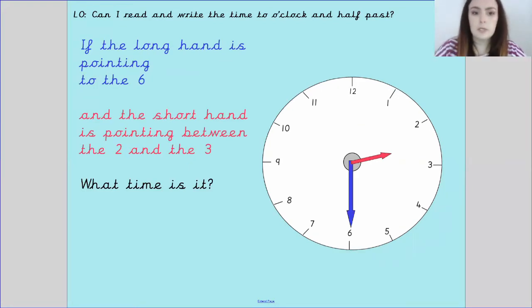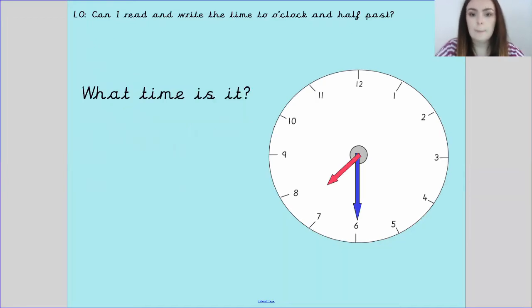If the long hand is pointing to the 6 and the short hand is pointing between the 2 and the 3, what time is it? Pause the video and have a think. Well done. It's 2:30. Because our long hand is pointing to the 6, it means it's half past. And our short hand is pointing between the 2 and the 3. So we're going to say it's 2:30.